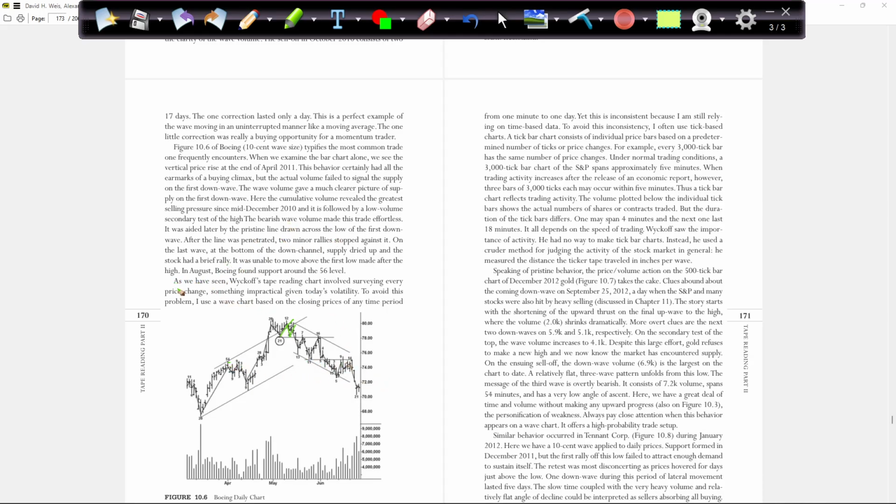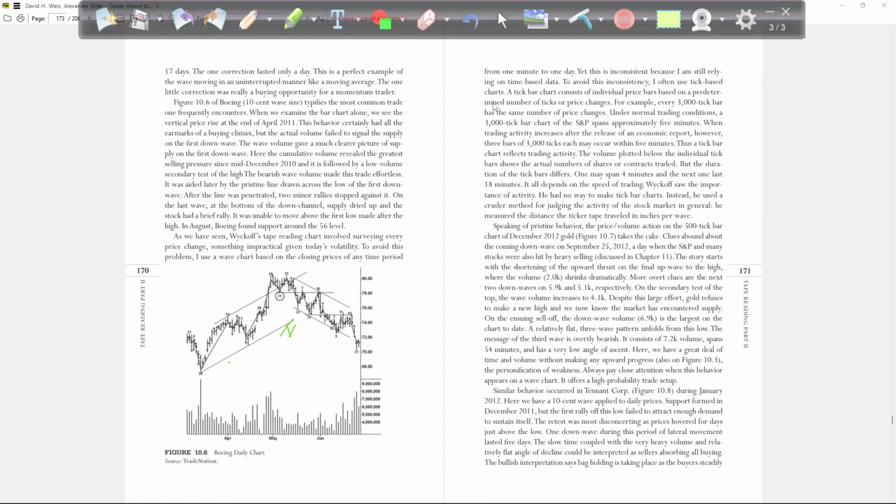Now, as we had seen, Wyckoff's tape reading chart involved surveying every price change, something impractical given today's volatility. To avoid this problem, I use a wave chart based on the closing price of any time period from 1 minute to 1 day. Yet this is inconsistent because I'm still relying on time-based data. To avoid this inconsistency, I often use tick-based charts.